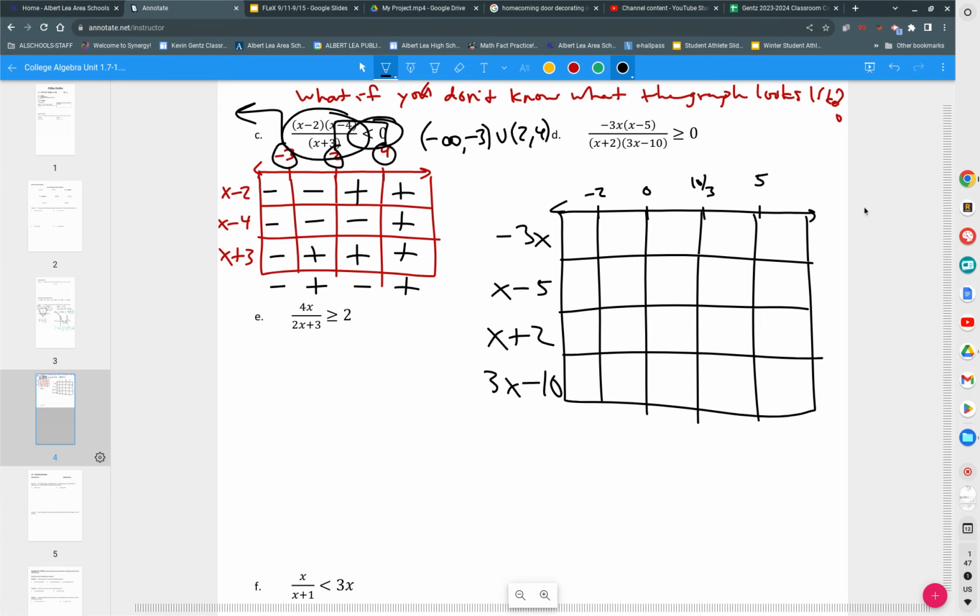Now what I'd like you to do on your own is see if you can come up with a testing for these. I'll do one with you, and then you do the rest on your own. I'm going to plug in a number to the left of -2. I'll plug in -3. And -3 times -3 is a positive. -3 minus 5 is a negative. -3 plus 2 is a negative. And 3 times -3 is -9, minus 10 is a negative. So I can see here I have a positive and 3 negatives. That will create a negative output.